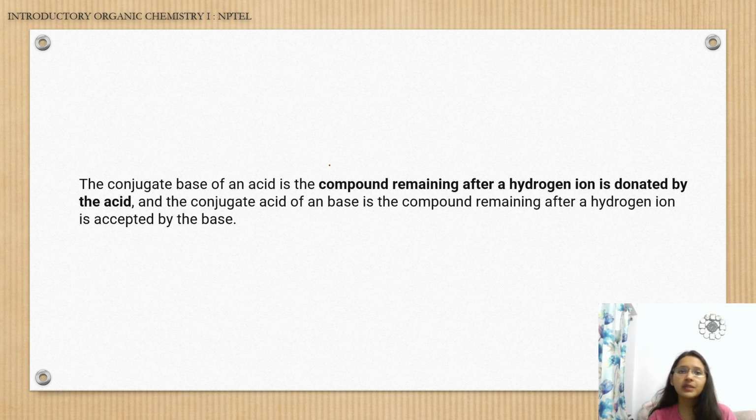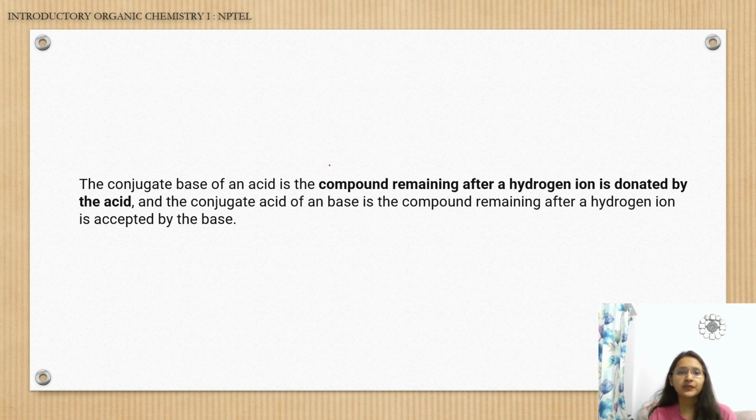Similarly, on the same line, we can also talk about the conjugate acid of a base. Let's say we are taking ammonia. NH3 is a base, right? Now you have to find the conjugate acid for that base. It is the opposite, right? So the conjugate acid for the base is the compound which is remaining after the acceptance of one hydrogen ion. After accepting one hydrogen ion, NH3 will go to NH4 plus. So you can say that NH4 plus is the conjugate acid of the base NH3.